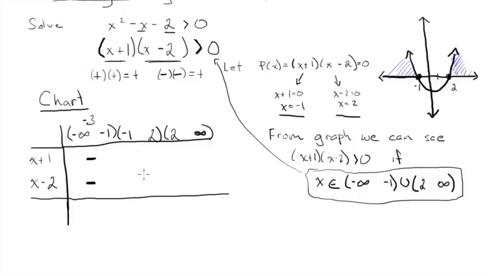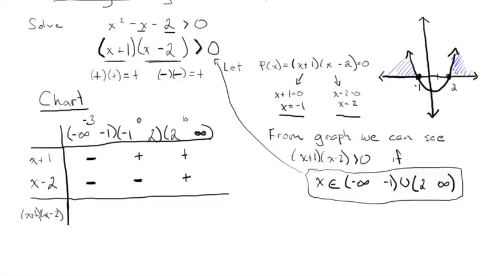Now I'm going to do the same for this. Pick a number between negative 1 and 2. Well, an easy one is 0, right? 0 is in this interval. If I put 0 into this factor, I'd get a positive number. 0 plus 1 is positive. 0 minus 2, that's negative. And now pick a number in this interval between 2 and infinity. Let's say 10. So 10 plus 1, positive. 10 minus 2, positive.